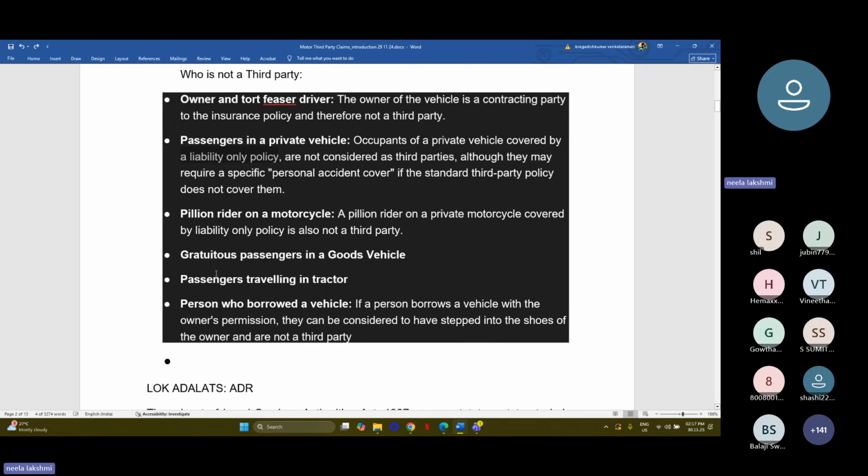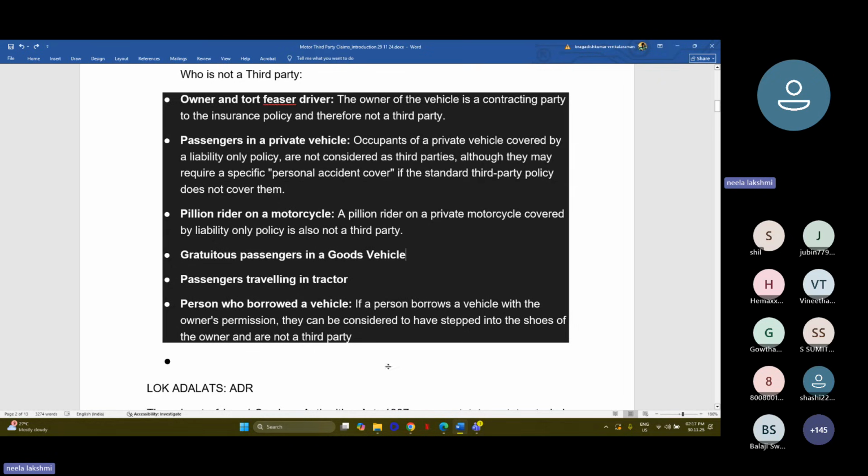Next point is gratuitous passengers in a goods vehicle. You all must be knowing, gratuitous passengers means without collecting any fare or hire, taken for friendship or relatives, driver's relatives or driver's friends or cleaner's friends, somebody carried along with them. It is a gratuitous passenger in a goods vehicle. They cannot be treated as a third party at all.